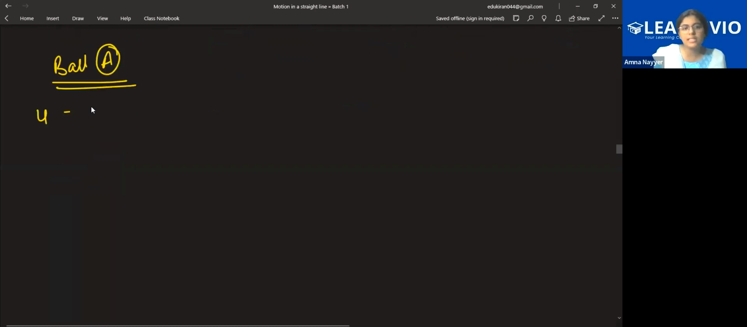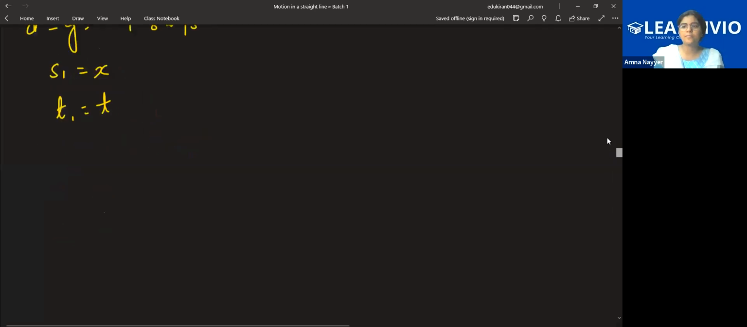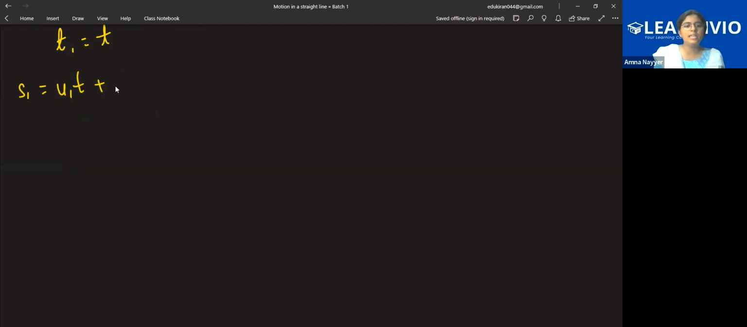See, initial velocity: since the velocity is moving upwards and we have chosen upwards as positive, this is 20 meters per second. Acceleration would be acceleration due to gravity, minus 9.8 meters per second square. And the distance is x and the time taken is t. So distance s1 is equal to u1t plus half a t square.